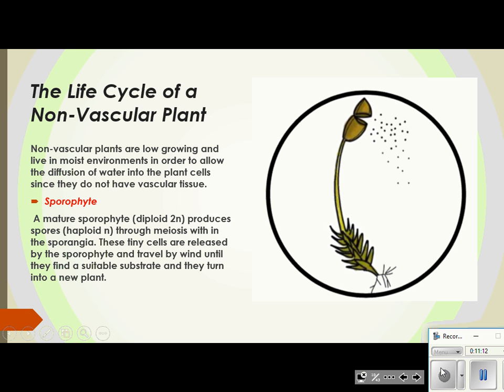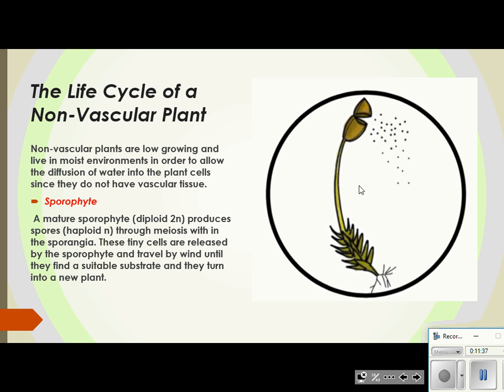So if we look here, here's our diagram. What do you think these little dots are here? Yeah, those are the spores. Those are the spores that are being released from the sporophyte. So what do you think the sporophyte is?